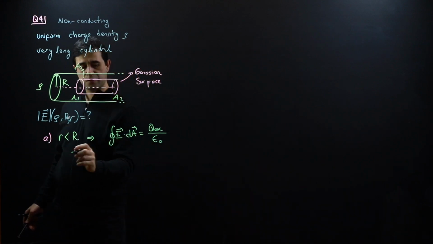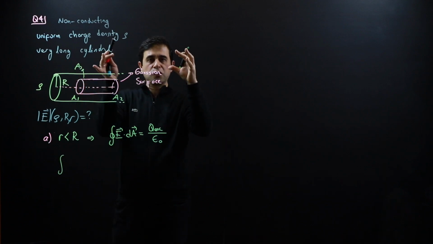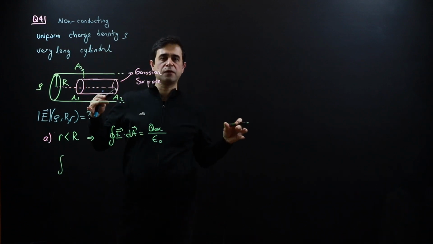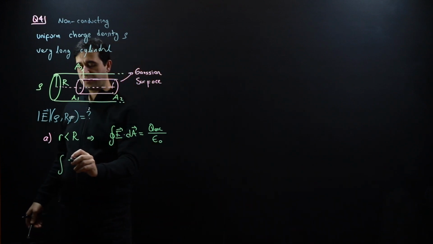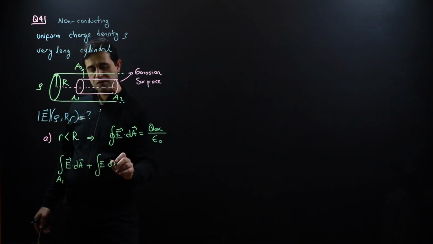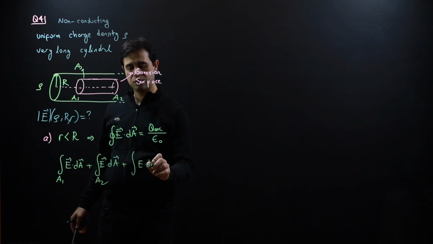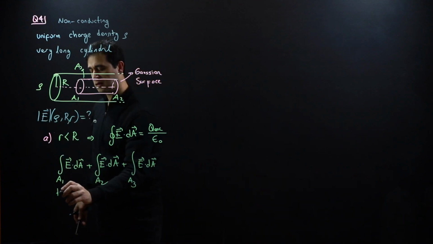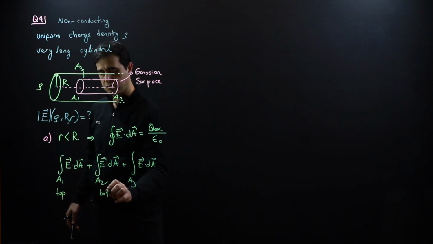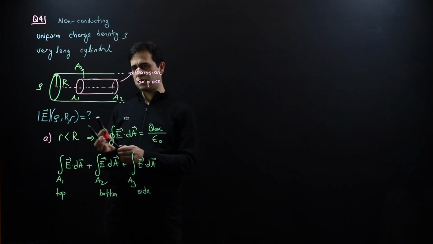Okay, so this integral basically has parts. This is a closed integral over the total closed Gaussian surface, and I can take it apart and express that in terms of these three parts, right? Meaning E dot dA for A1 plus E dot dA for A2 and E dot dA for A3, right? So there are 3 parts. Okay, so the top, bottom, and side.